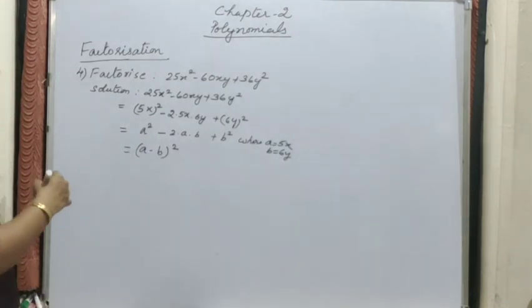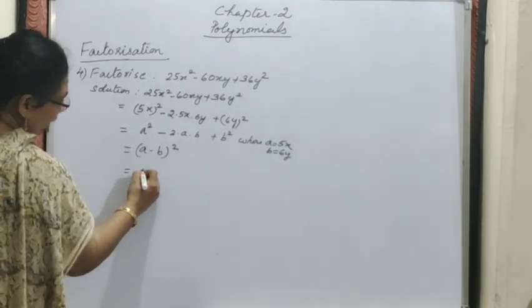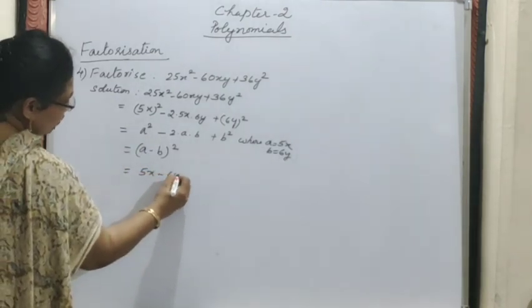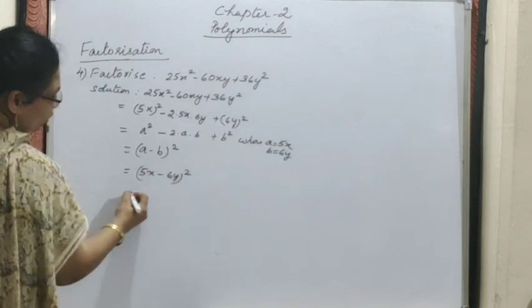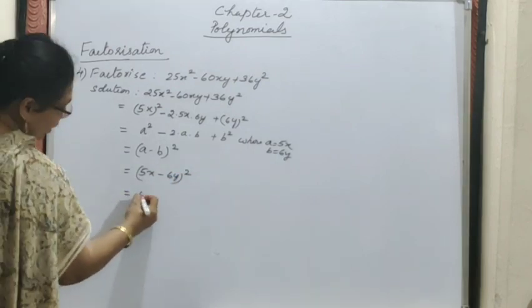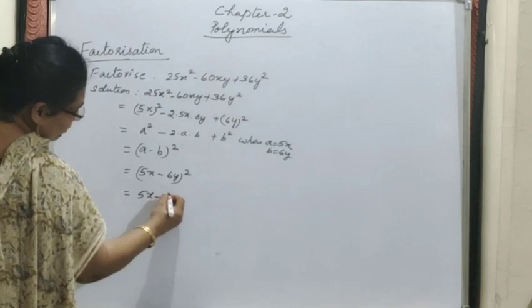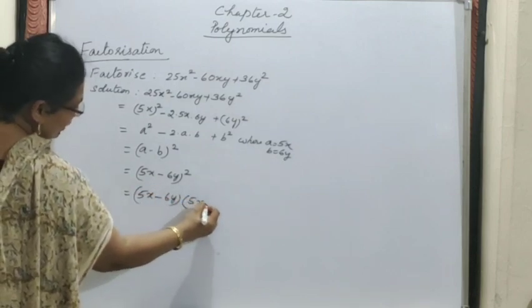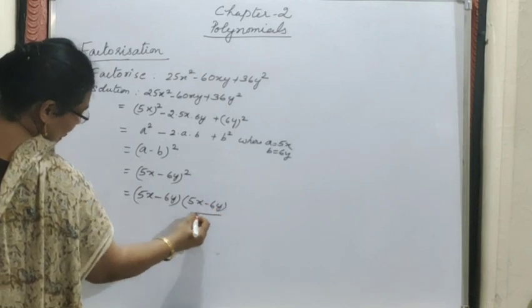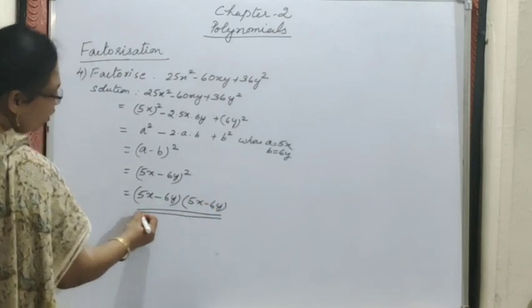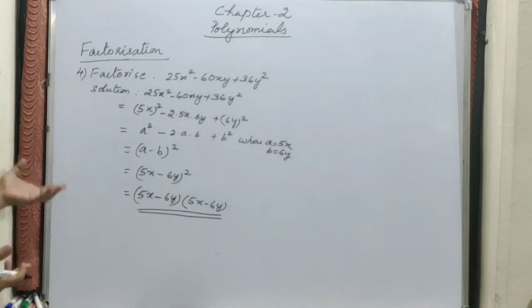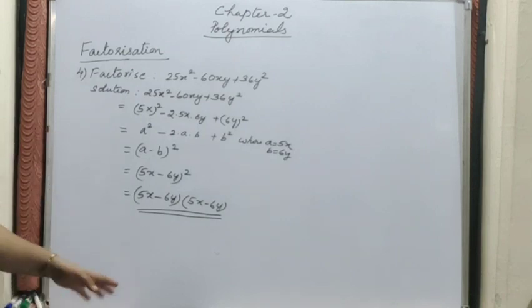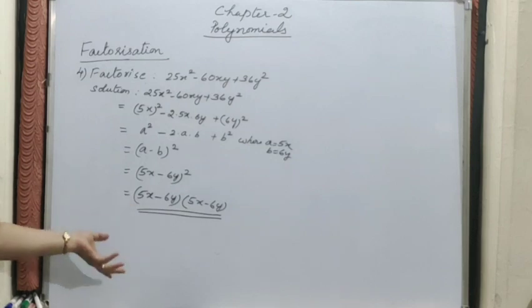Now we should change a and b. What is our a? 5x. What is our b? 6y, whole square. We should not keep it in square form. We should bring it into the least power. So 5x minus 6y into 5x minus 6y, 2 times. This is the answer. We are not able to reduce this further into factors. This is the least format. So we got the answer for this one.